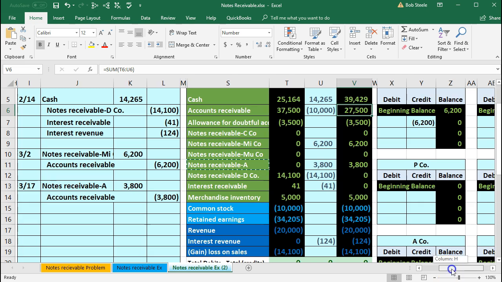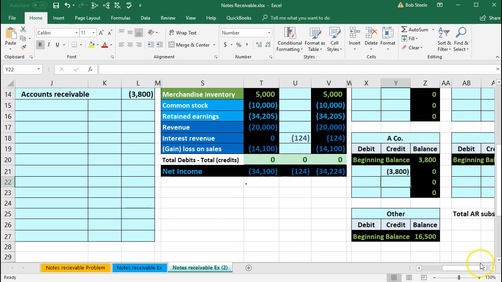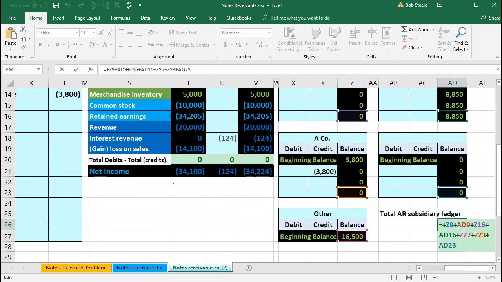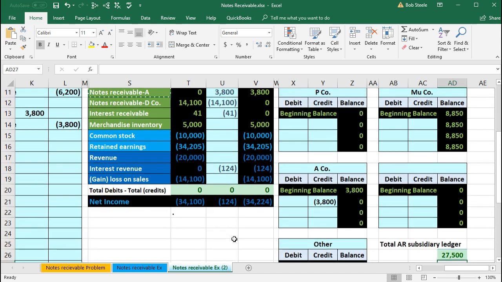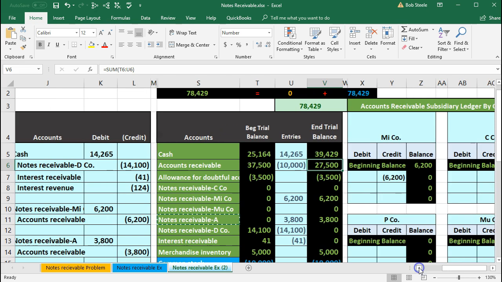We also need to record it over here in the subsidiary ledger. So there's the accounts receivable. We need to record it here in Y21 to show that a company doesn't owe us the receivable for accounts receivable, but for notes receivable now. So we're going to say equals, point to that 3,800 and enter. Now if we go down here, the accounts receivable went down. If we add up all the people that owe us money, it adds up to 27,500. That now ties out to what's on the trial balance, 27,500.